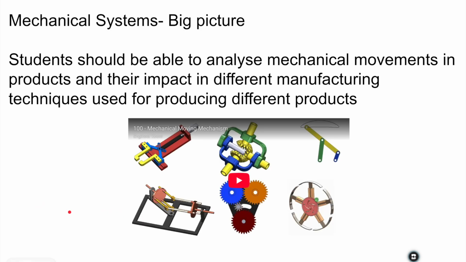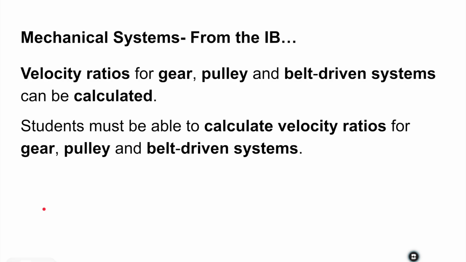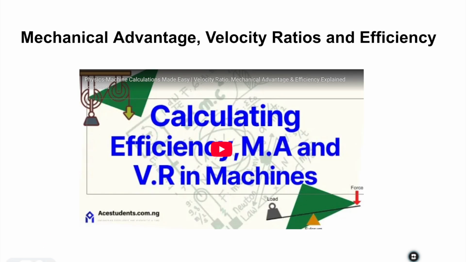You should be able to analyze mechanical movements in products and their impact in different manufacturing techniques used to produce different products. You also need to know that velocity ratios for gear and pulley and belt systems can be calculated. You must be able to calculate velocity ratios for gear and pulley and belt systems. This is a great video about mechanical advantage, velocity ratios, and efficiency. Please have a watch of it.